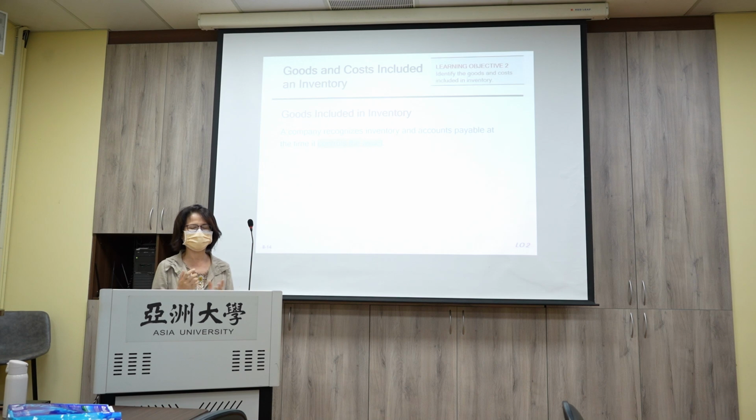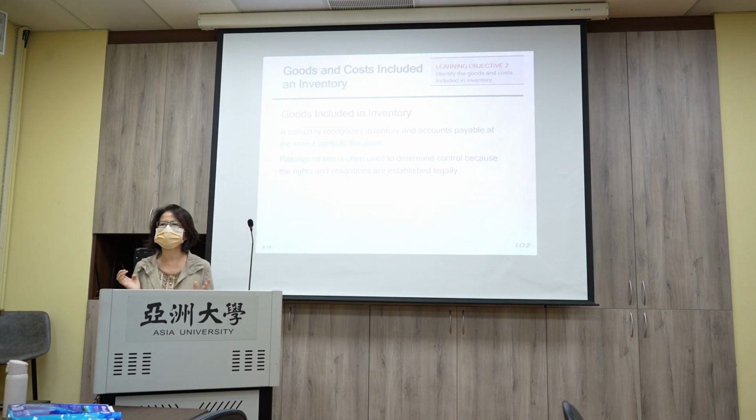Okay, most of the time it is a credit purchase, all right? And what is the control? Well, generally it's the passage of title. So once the title has passed to the buyer, the control passed to the buyer. For example, goods. Do you remember FOB shipping point or FOB destination? What is FOB shipping point?